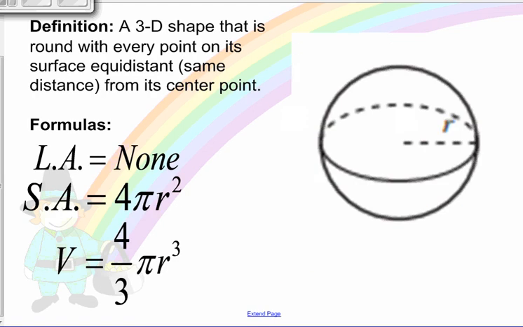Okay, so the next shape is the sphere. Notice that the sphere is a round object, right, where the surface is equidistant from its center point. There is no lateral area for a sphere because there are no bases. It's a curved surface. So there's a surface area, which is 4 pi r squared, where r is the radius. Remember, which is half of the diameter. And then the volume is 4/3 pi r cubed.